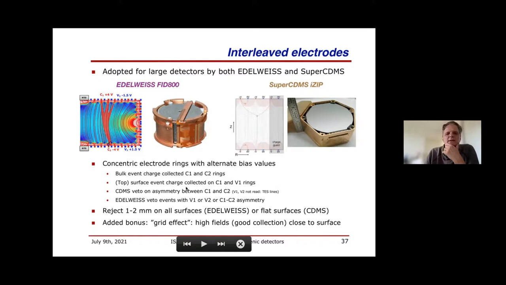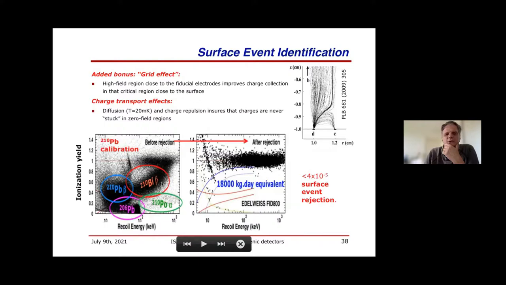This is if you expose a detector to a lead-210 source producing high energy beta, low energy beta, and even alphas and lead recoils. All these are rejected just by asking that no charge should be seen on the veto electrode, and you have a very efficient rejection. There's also the added bonus that this scheme makes a grid like in a big TPC, which helps for having a high field at the surface. Therefore the charge collection on the surface is better, because you have a high field between very close by electrodes.